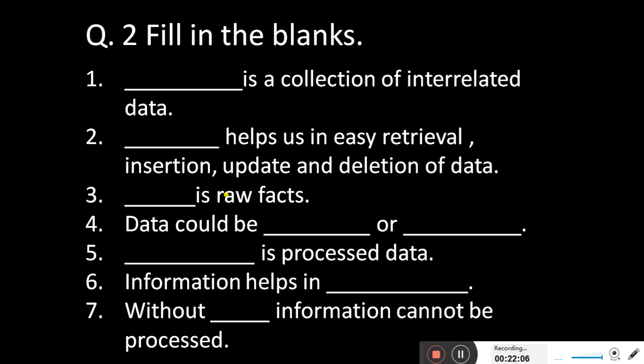And dash is a raw fact. What is a raw fact? Data is a raw fact. Data could be relative or irrelative. Here you are supposed to write down data could be relative or irrelative. Fifth one is dash is processed data. What is processed data? Yes, information is processed data, right? Information helps in decision making. Without dash, information cannot be processed. Without data, information cannot be processed.